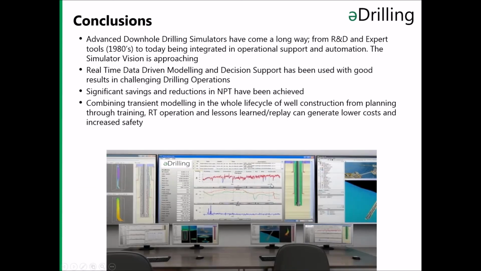So finally, to conclude this presentation and this webinar, the first point: advanced downhole drilling simulators have come a long way from R&D and expert tools in the 1980s to today being integrated in operational support and automation. And the final simulation vision is approaching. Real-time data-driven modeling and decision support has been used with good results in very challenging drilling operations. And significant savings and reductions in non-productive time have been achieved in these cases.